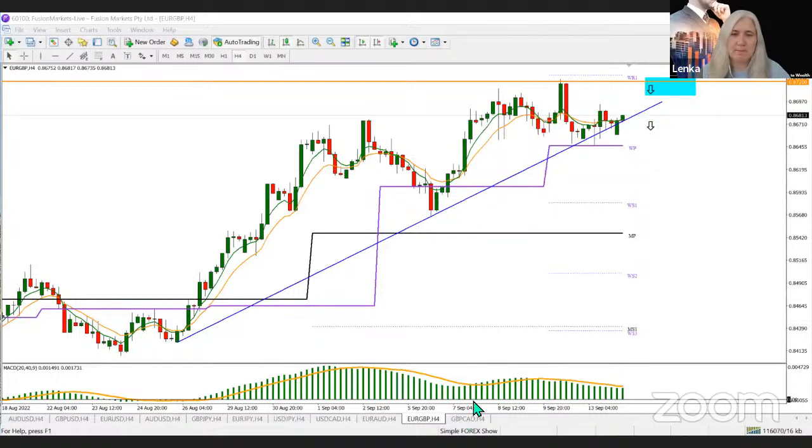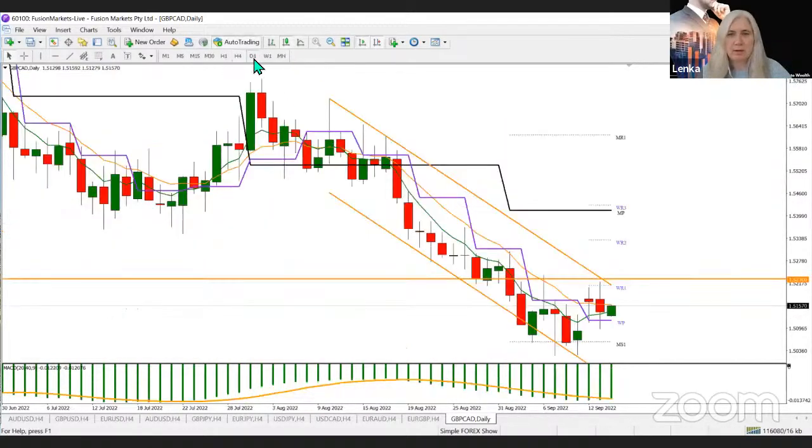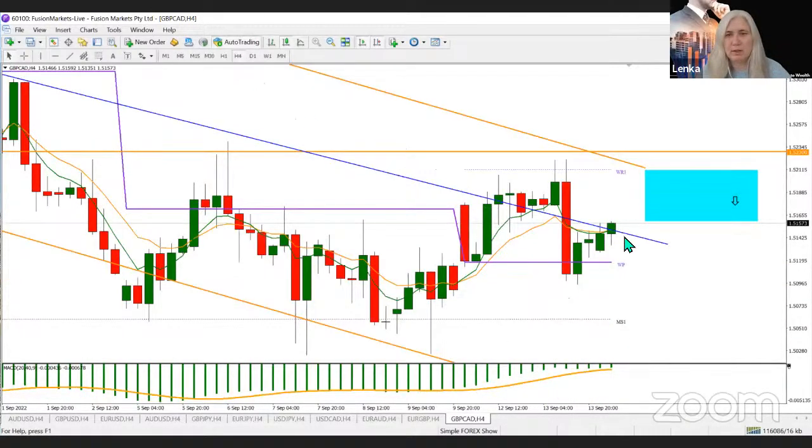Next currency pair, this is the last one, is GBPCAD. And GBPCAD, I am here looking at short opportunities as well. On the daily, we're still in that downtrend. We had a bearish engulfing on the daily. So looking for that price to keep going lower. This is potentially a retest of that previous level there.